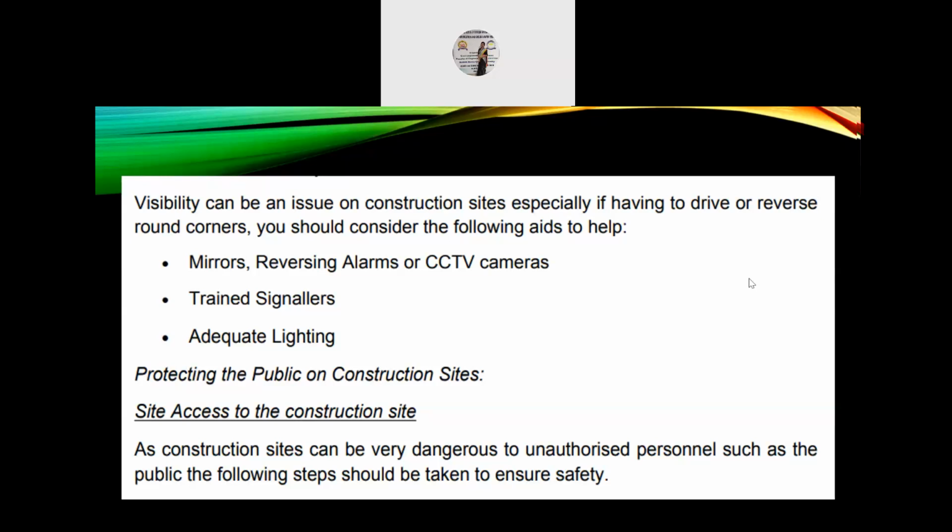Next topic, protecting the public on construction sites. Site access to the construction site. As construction sites can be very dangerous to unauthorized personnel such as the public, the following steps should be taken to ensure safety.